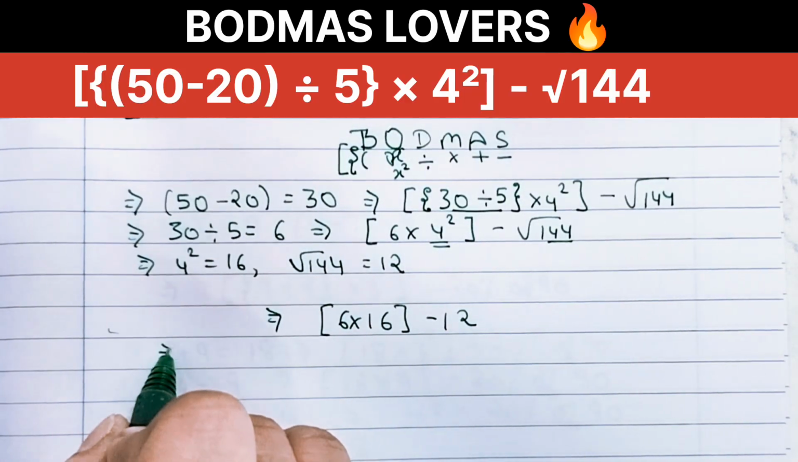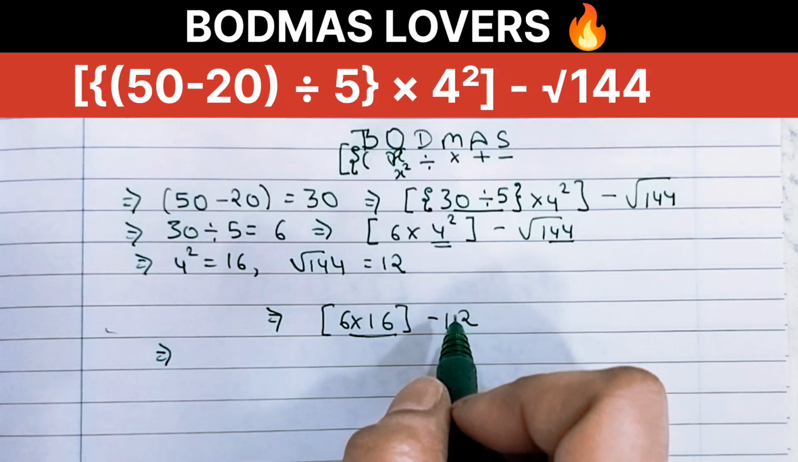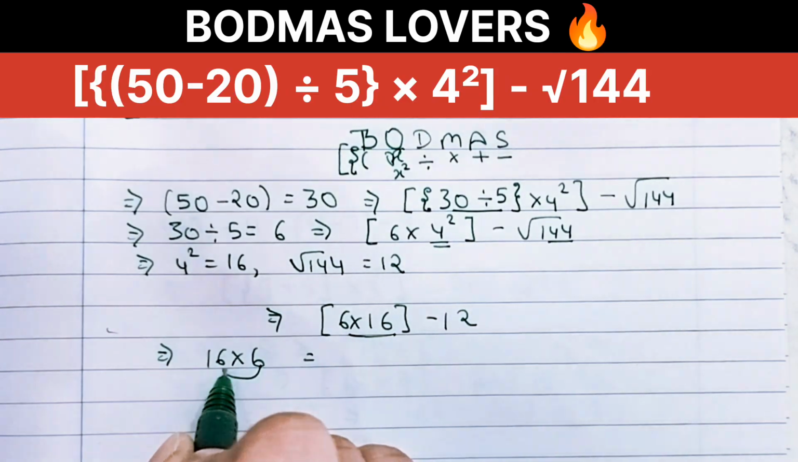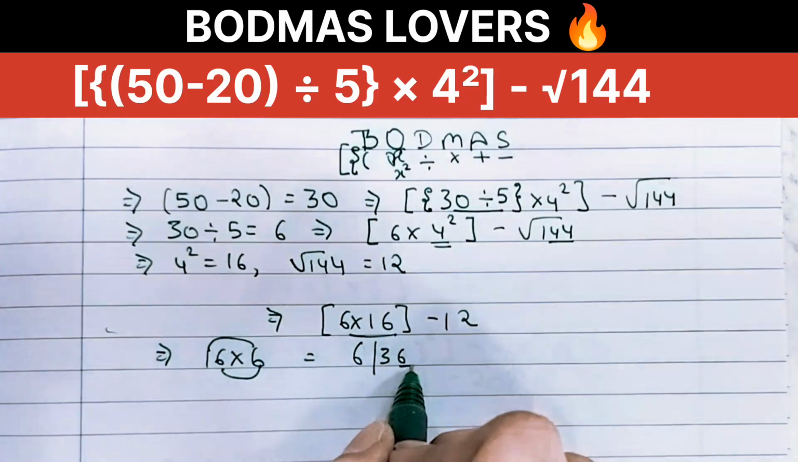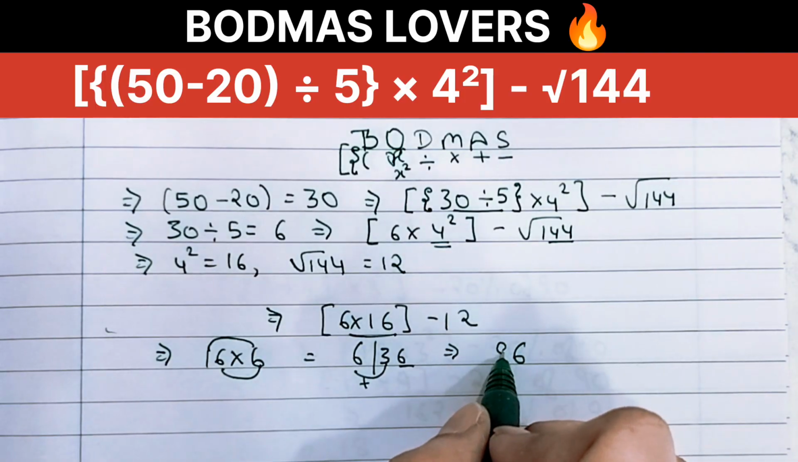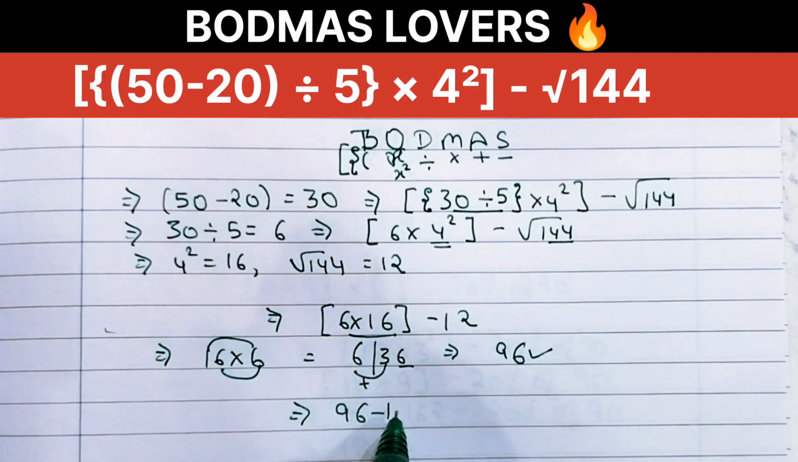Move to the next step. Solve the square brackets. Now in this square bracket there is a multiplication. Now 16 multiplied by 6, you can use Vedic math. 6 into 6 is 36 and 6 into 1 is 6. Now 6 as the ones place you have to write down as it is and add 6 plus 3, that is 9, so 96. So now the current expression becomes 96 minus 12.